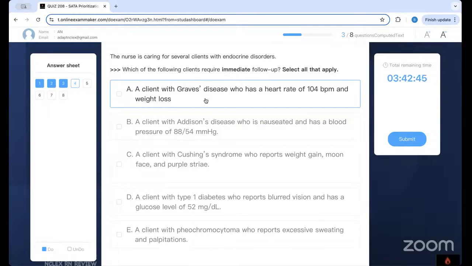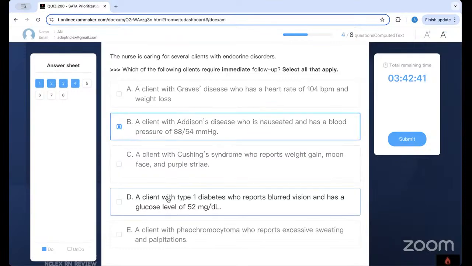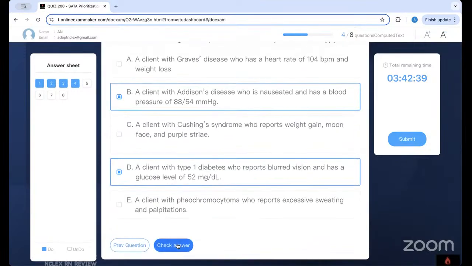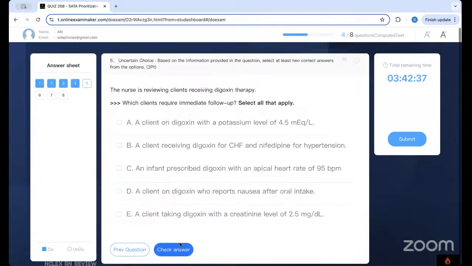So what do you think is your answer? I've explained everything to you. Therefore, B and D are in trouble. Okay. Now, let's see if we can get this done.